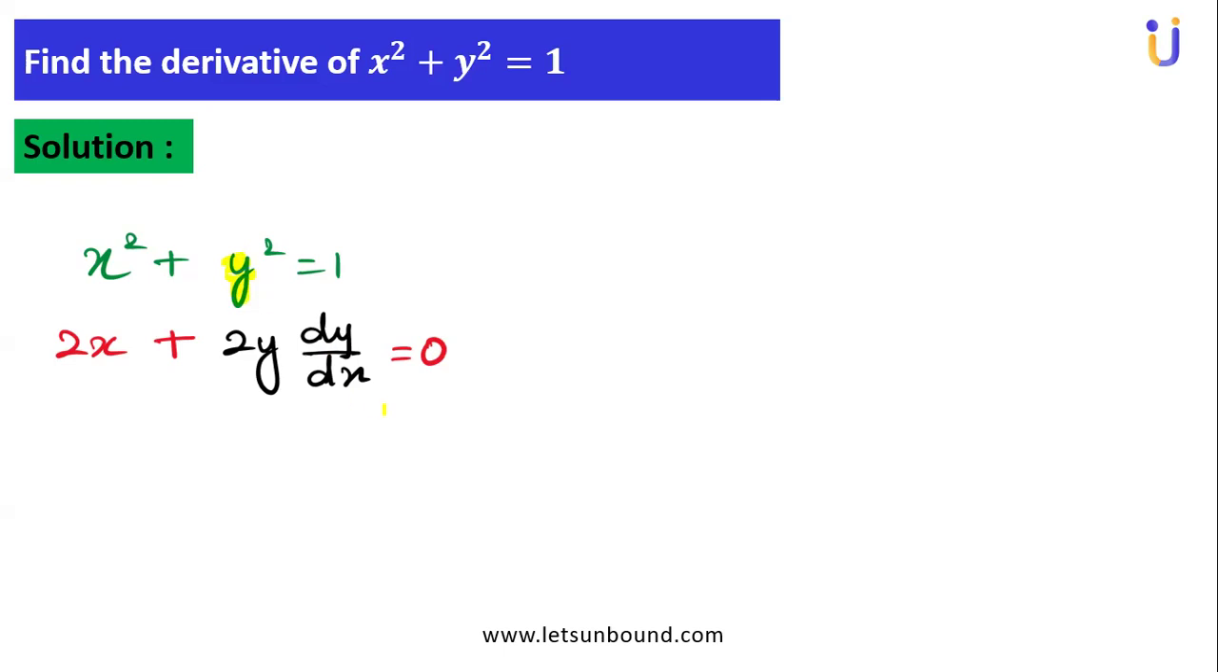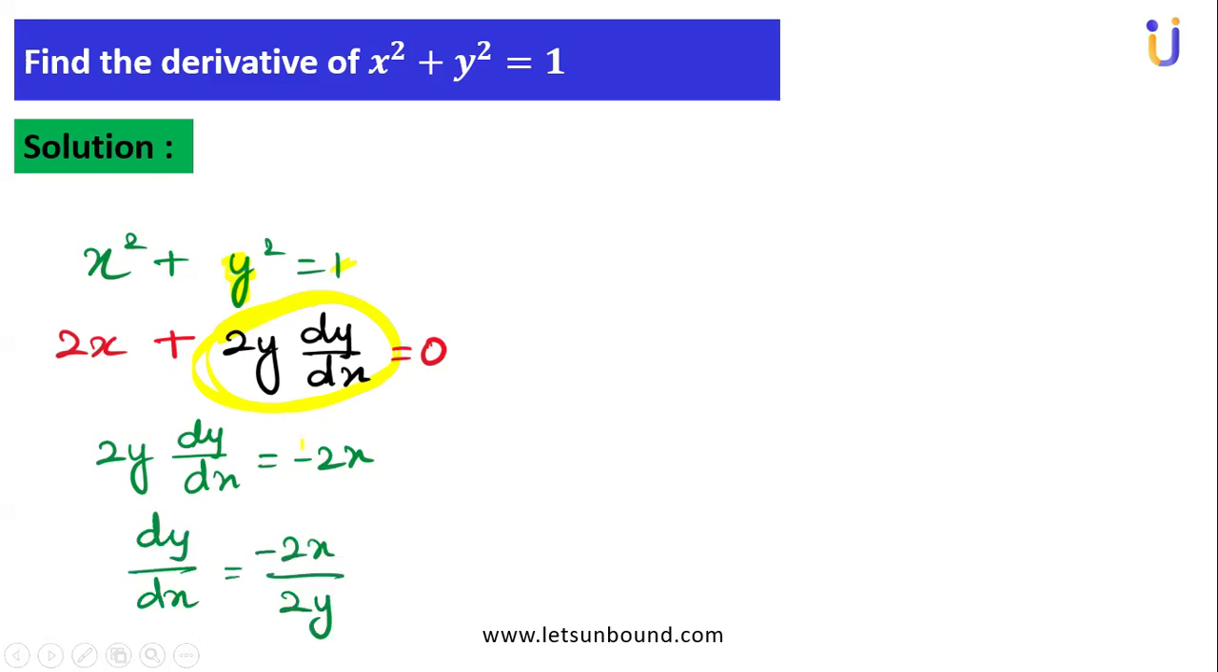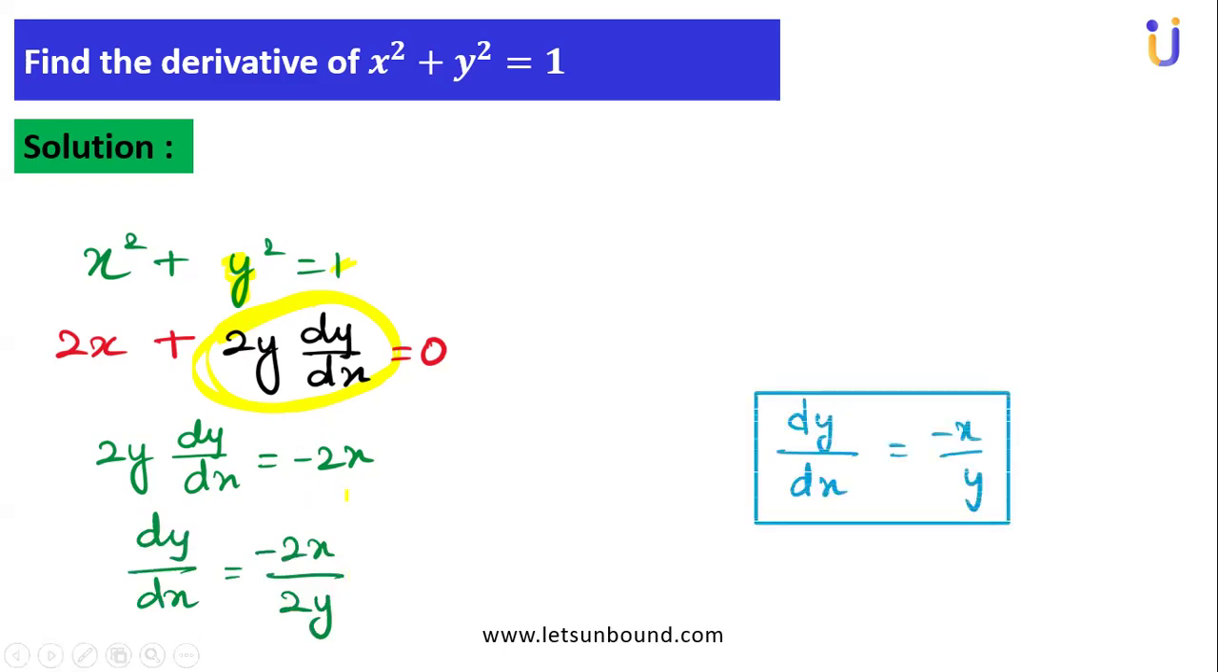So when you differentiate it, dy by dx, and equal to 1, differentiation is 0. So this is the place we have to be careful. That's something new to us. And you just simplify: 2y dy by dx equal to minus 2x. We need dy by dx equal to minus 2x by 2y. And we got this. That's a simple thing.